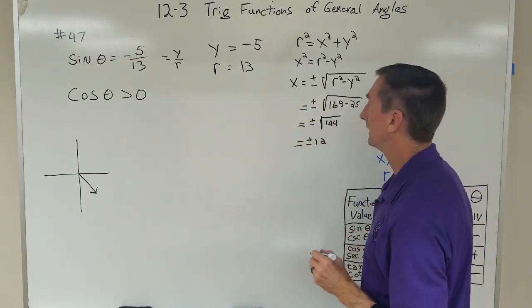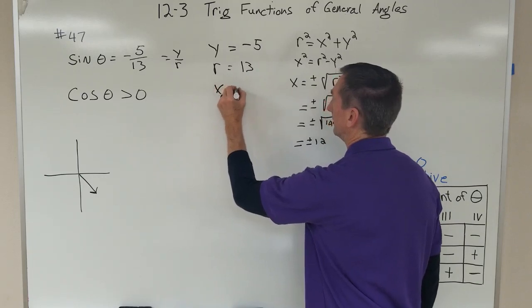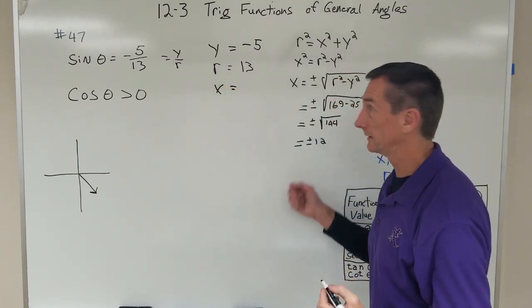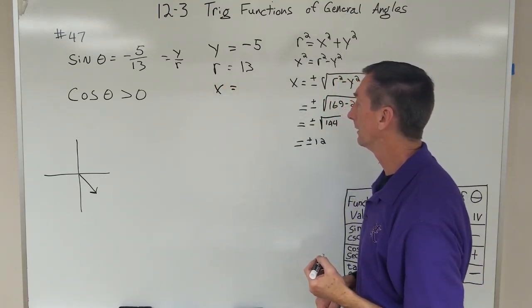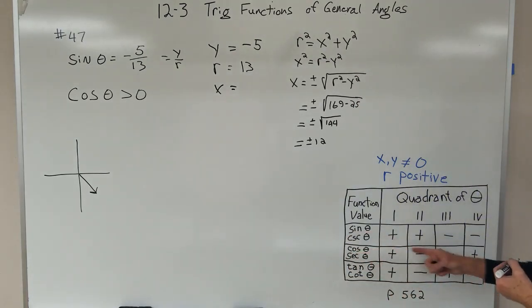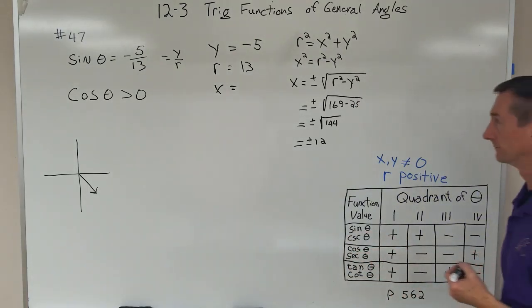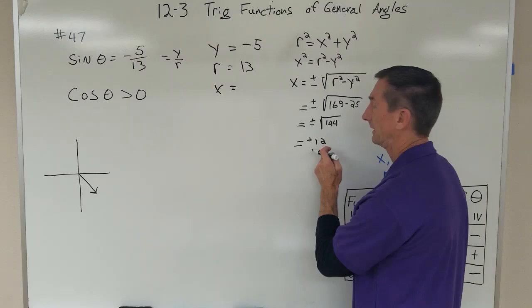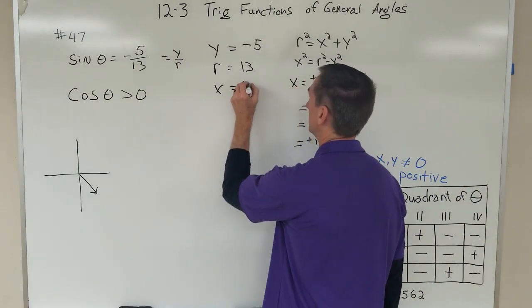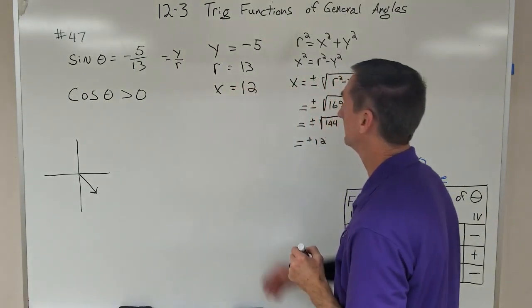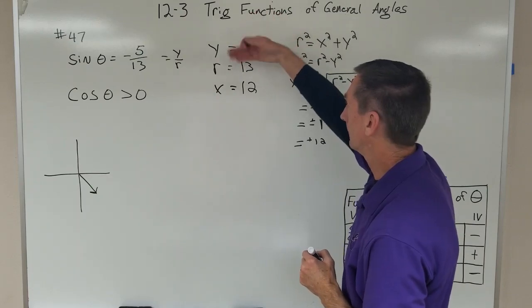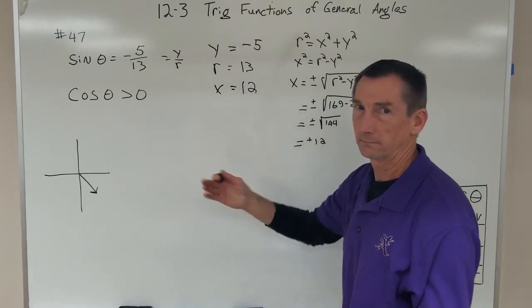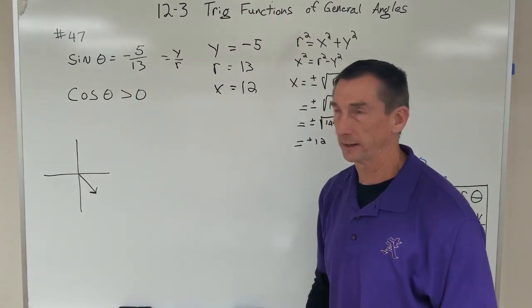All right, but another clue here: plus or minus, which one is it? Well, we're in quadrant 4, so look over here at the cosine, positive. So x is 12. Okay, so now that I know x, y, and r, the rest of this is child's play.